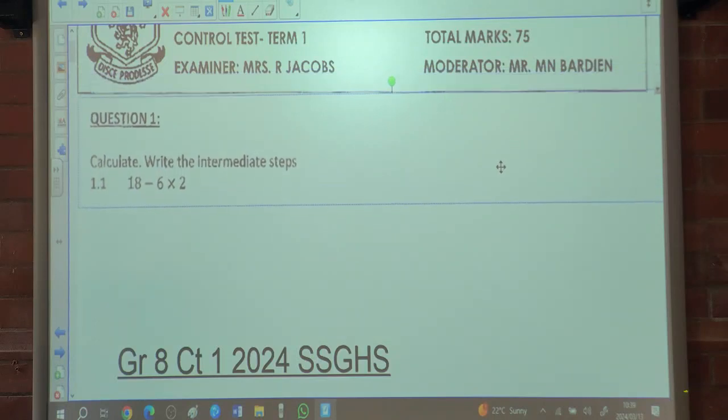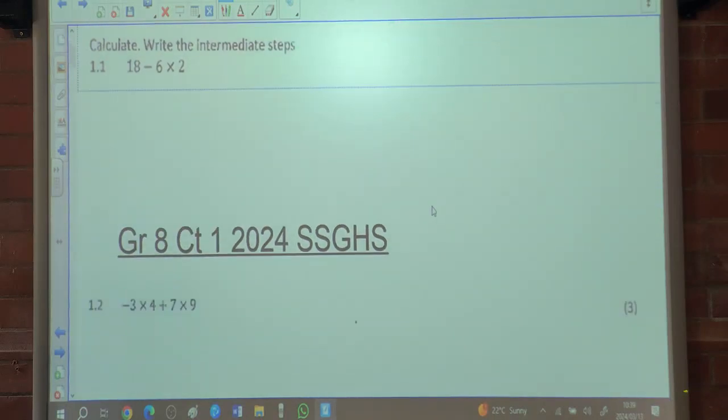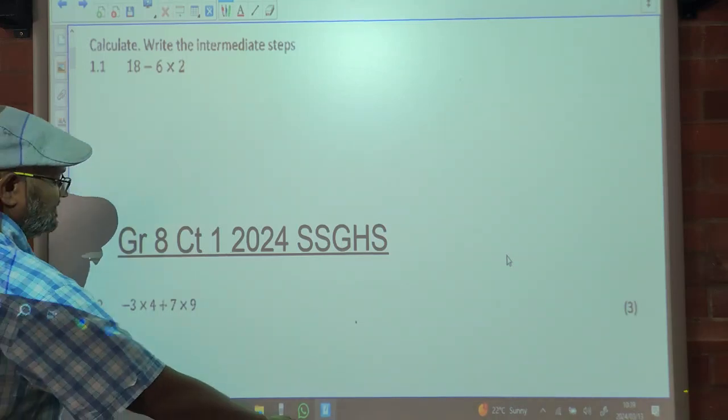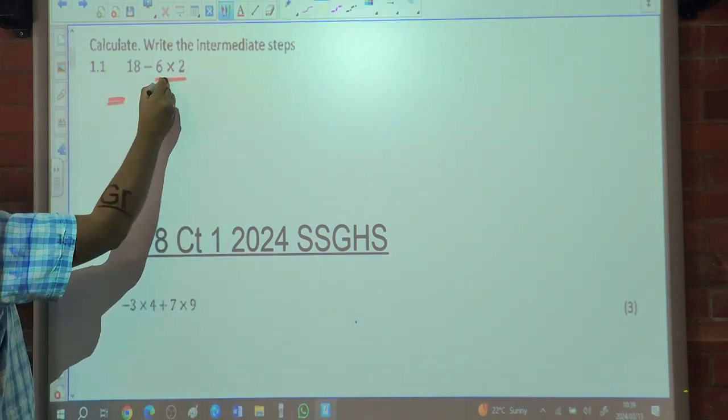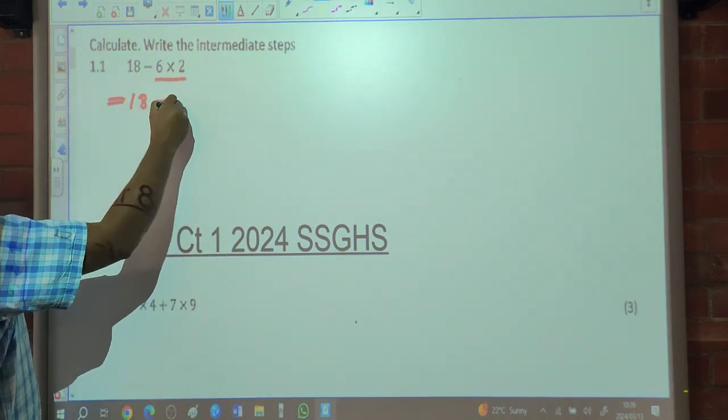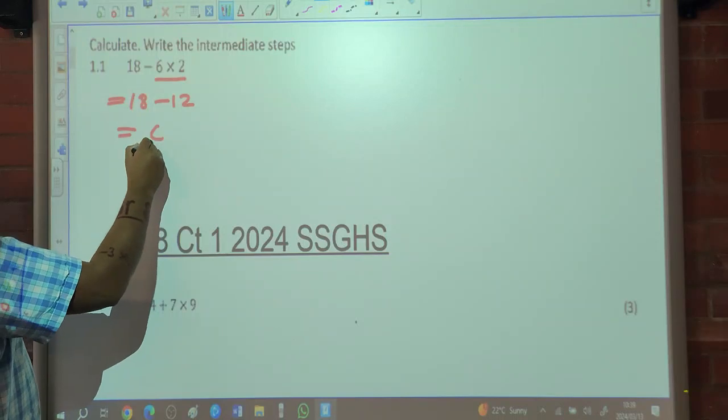Right. First question. Write the intermediate steps. Calculate 18 minus 6 times 2. What needs to be done first? The multiplication according to BODMAS. So 6 times 2 is 12. 18 minus 12 is 6.